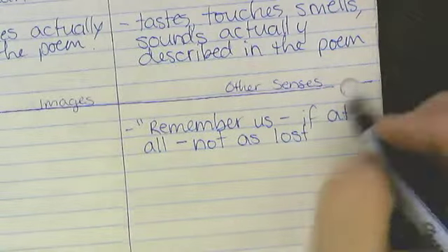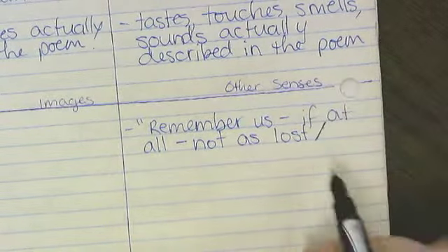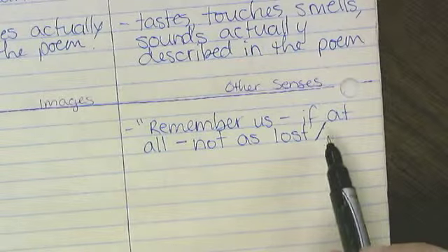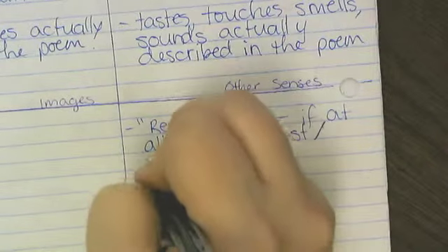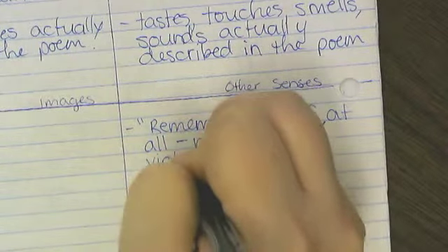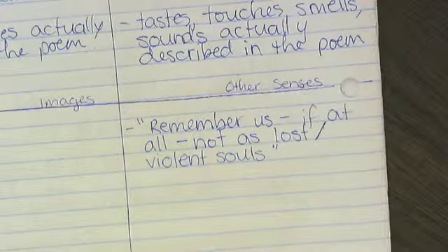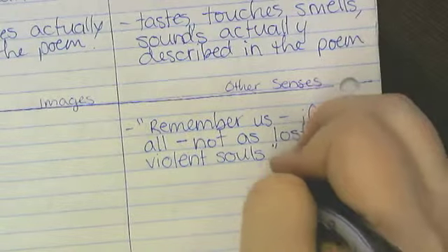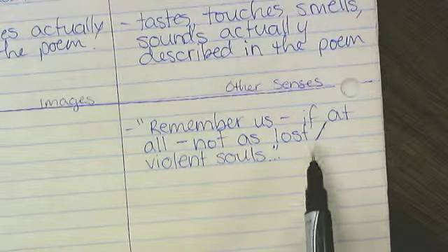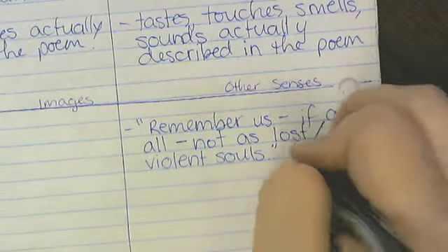violent souls." You put a slash like this to show that there's a line break there, and then you write "violent souls." You end your quotation mark. You can do an ellipsis to show that the line isn't finished. End your quotation mark, and you need to put the line number.